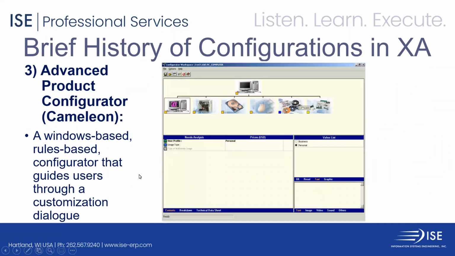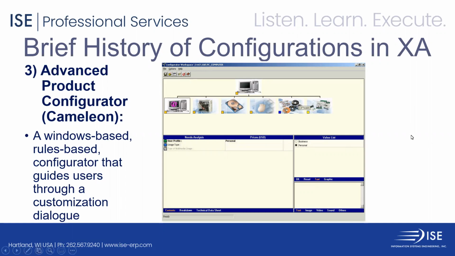Advanced Product Configurator, also called Chameleon or APC, was a Windows-based, not green screen-based, but Windows-based, as you can see from the sample screenshot. It was still rules-based. You still set up configuration rules, and it guided you through a customization dialog, just like KBC did. I remember this being available at release 6 when I was at Mapix Inc. And then, of course, it continued on from there. Probably reached its peak of popularity in the release 7 days.